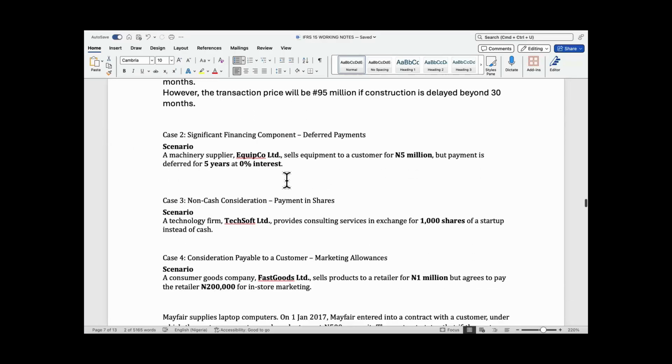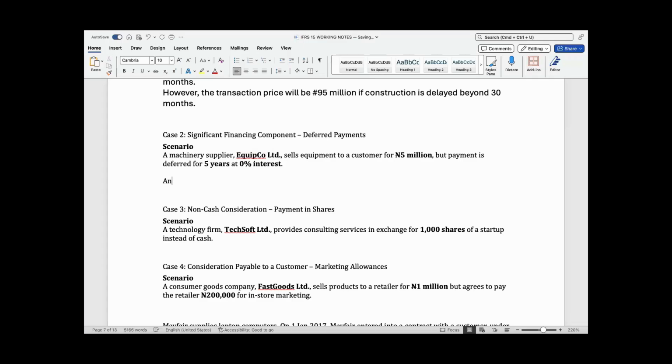Okay. So here we were told that a machinery supplier, Equipment Co. Limited, sells equipment to a customer for 5 million, but payment is deferred for 5 years at 0% interest. So how do you recognize revenue here?